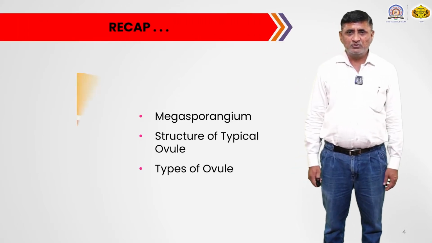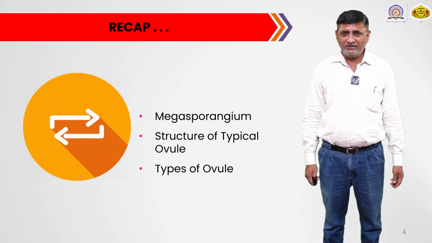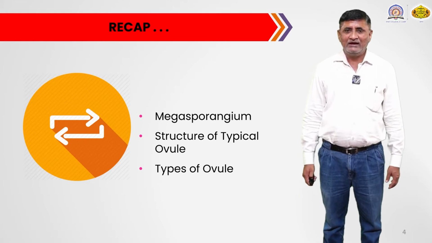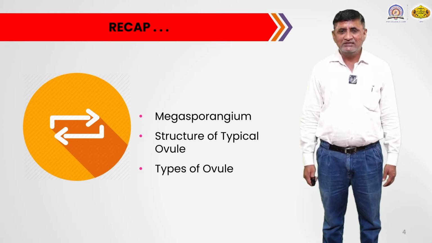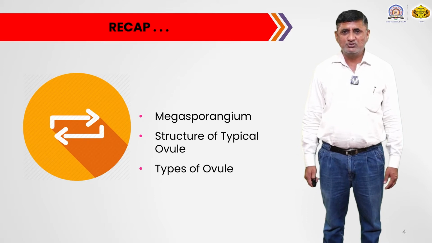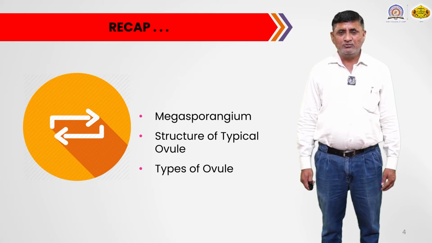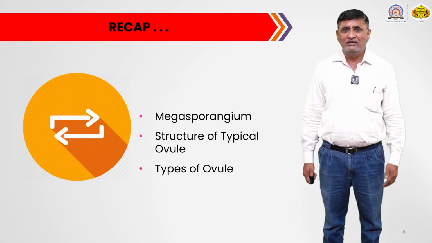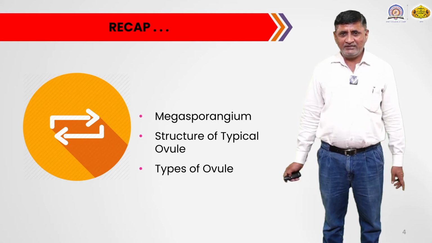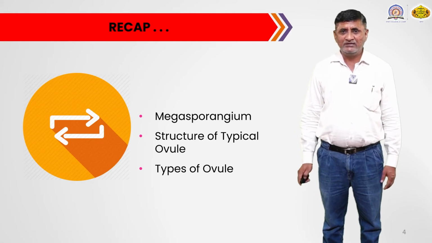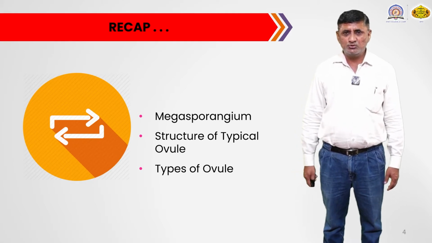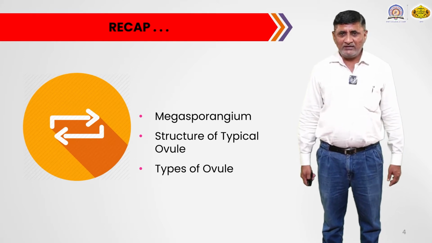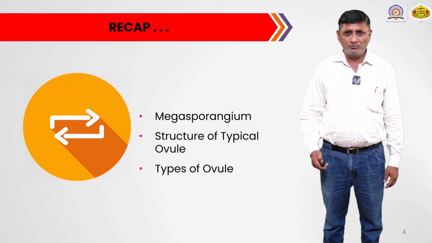In the previous video, we studied Megasporogenesis, that is the development of the female gametophyte, and we also studied the structure of a typical ovule of an angiospermic plant. The typical ovule has a multicellular stalk, micropyle, integuments, outer integument, inner integument, nucellus tissue, and embryo sac. Then we also saw the different kinds of ovules.